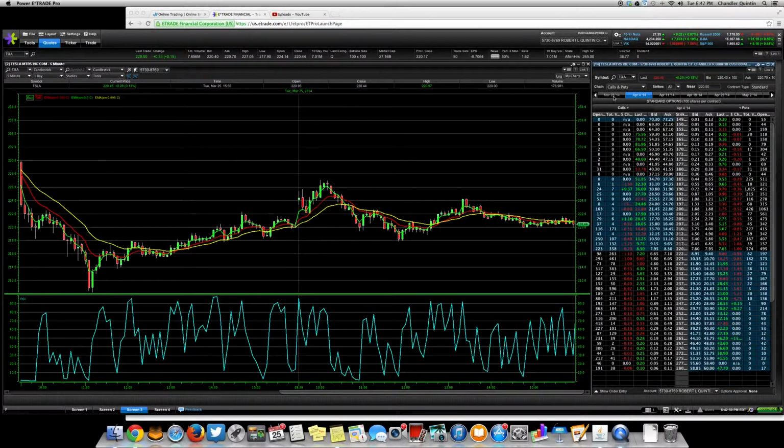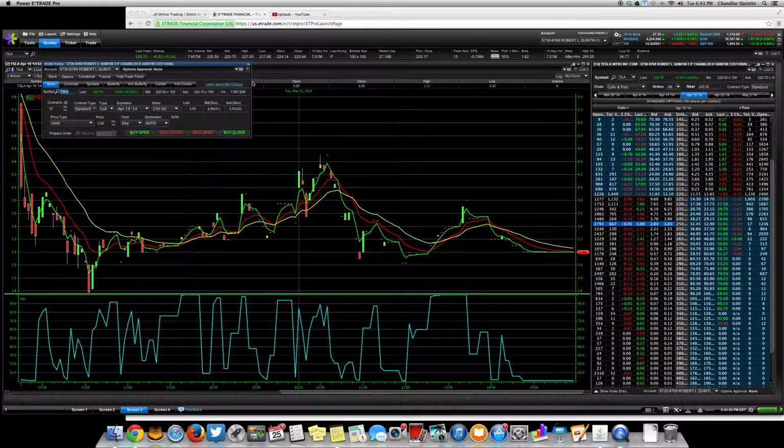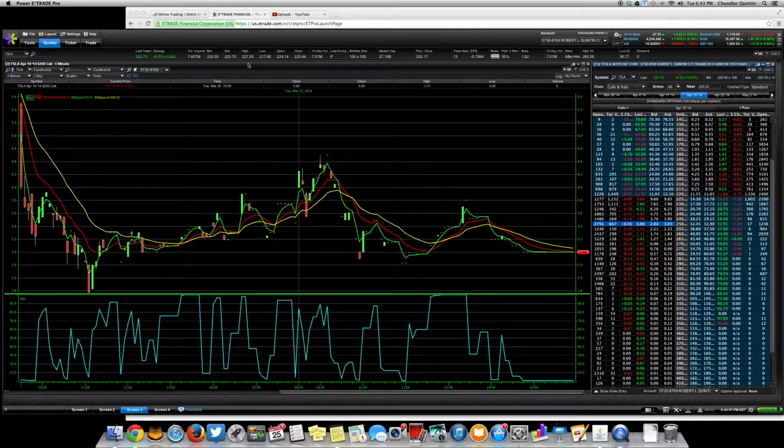And with Tesla, it's always good to go a week or two out. I would never trade weeklies, just in case something goes wrong. You never know what's going to happen. Actually, I'll pick April 19th because we get a little more meat on the bones with those contracts. So we have an April 19th call, which is actually the call that I traded.